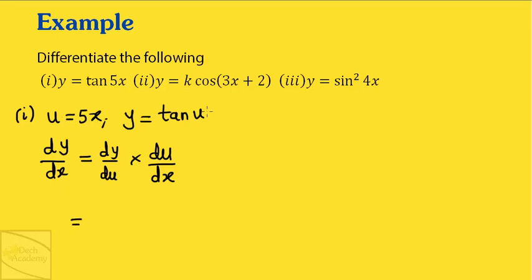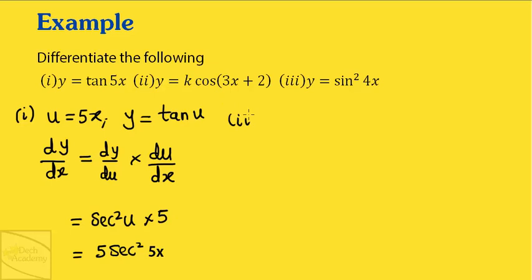So what is dy du? Well, if you remember, if y is tan x, dy dx is sec squared x. So if y is tan u, dy du is pretty much the same thing, sec squared u, times du dx. If u is 5x, what's du dx? If you differentiate 5x with respect to x, you get 5. So the result is simply 5 sec squared u.